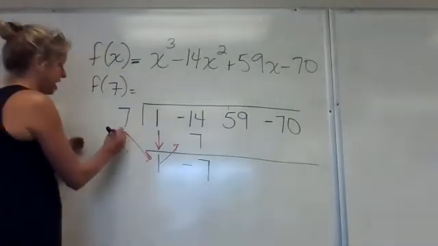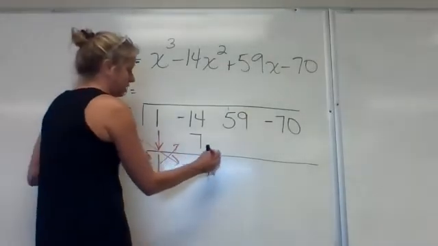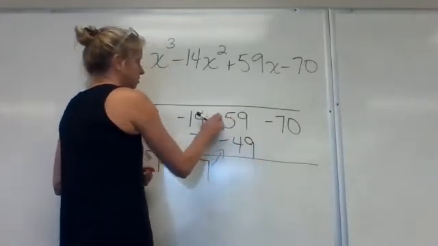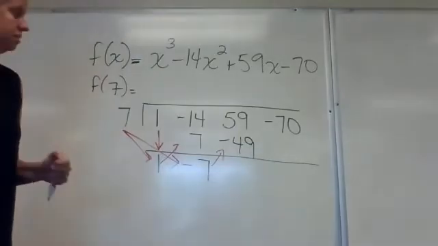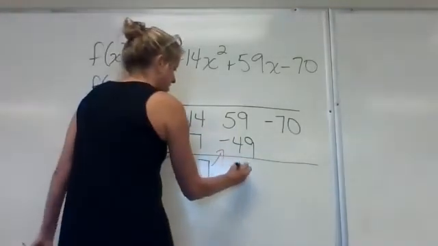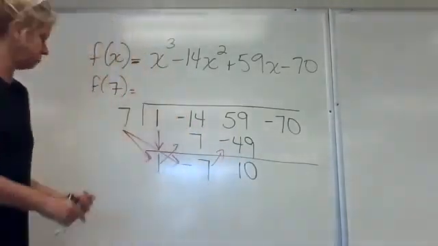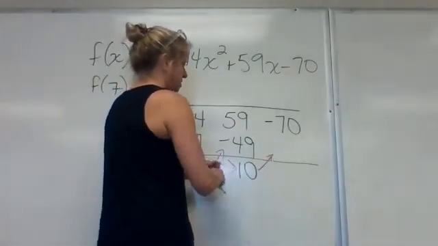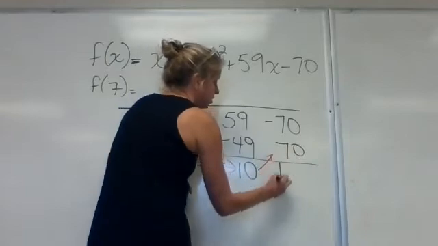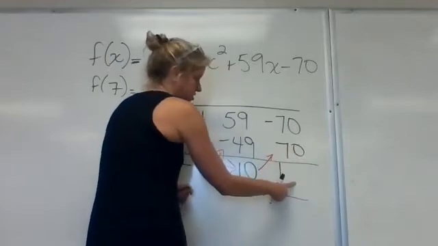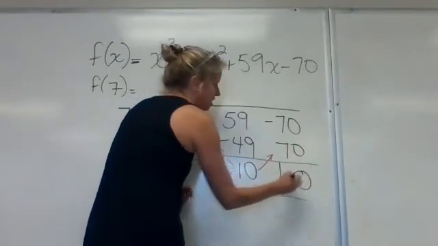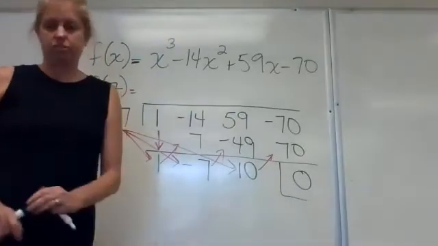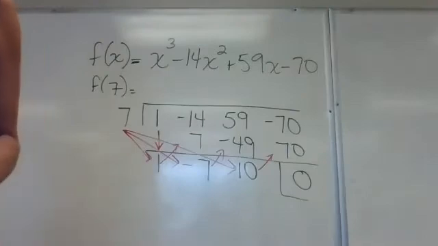And do it again. 7 times -7 gives me -49. -49 and 59 is 10. And 7 times 10 gives me 70. So what's the solution? -70 and 70 is 0. So 7 was another x-intercept.